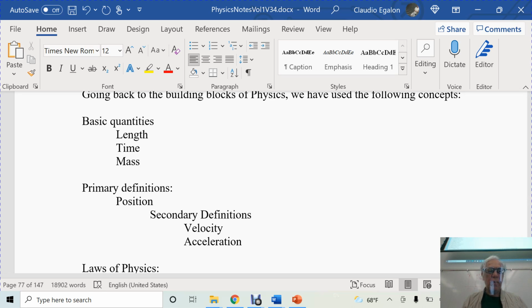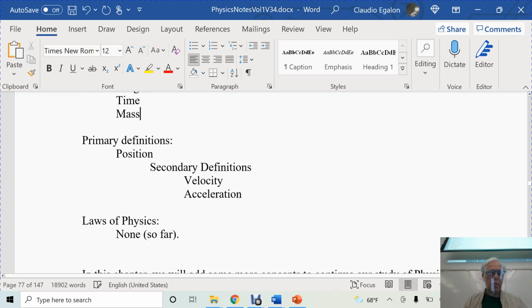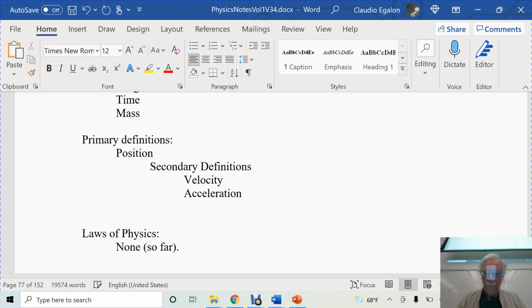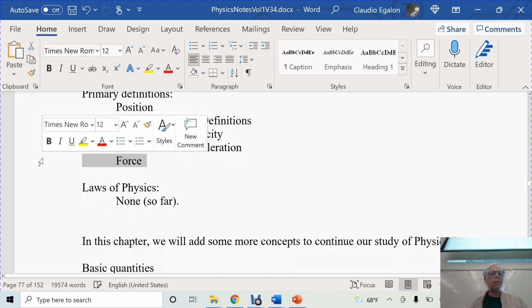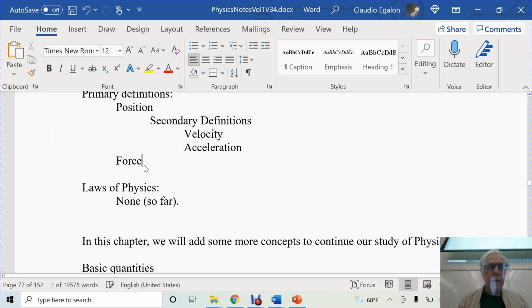Primary definitions, position, right? And then you have the secondary definitions, velocity and acceleration. But then there is the second primary definition, which is the force. And that's the primary definition that we're going to start working on right now in chapter 5. Okay, force. And force is defined as what? Either a push or a pull.